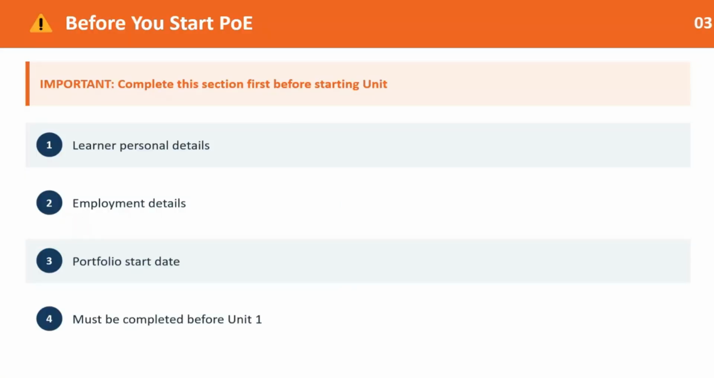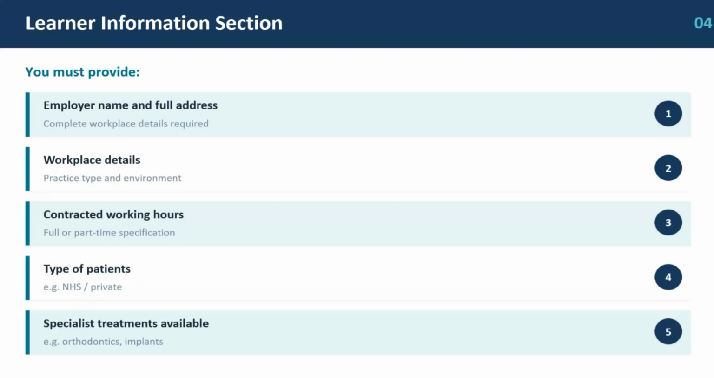Before you start your PoE, this is the most important thing you need to understand, and you need to do this step first. Before you even start your Unit 1, there is a very important step that I have seen many students forget. You must first complete your learner details. It has your employment details, your portfolio, and the date you are going to start. Later on I will show you the Atlas and where this part is so you can fill it out first. This is the learner information section.